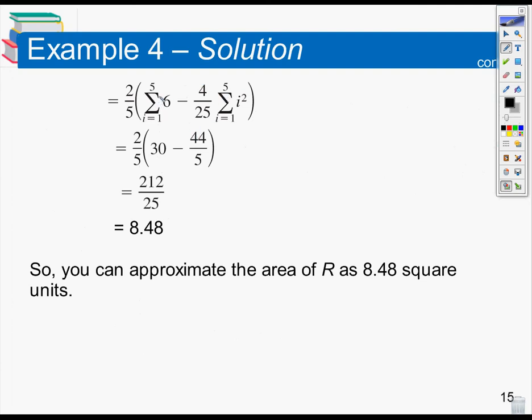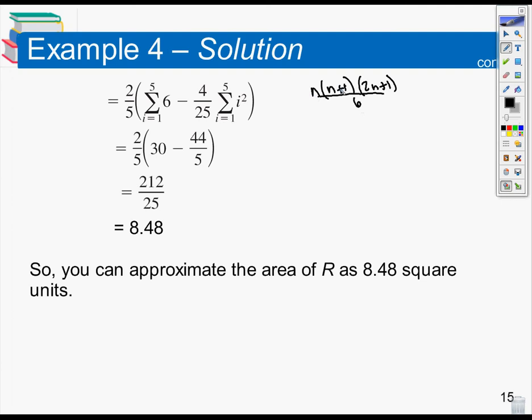Now again, we need to think back and say, okay, the summation of a constant is going to be that number times the n value, so this is 30. And over here, I have the summation of i squared. So what am I supposed to be doing with that i squared? Well, the formula for that is n times n plus 1 times 2n plus 1 over 6.